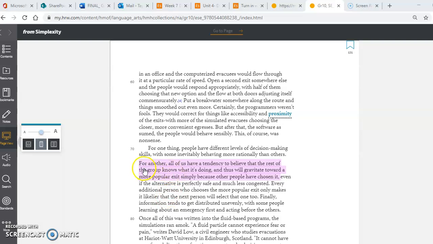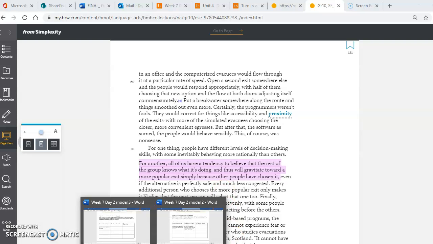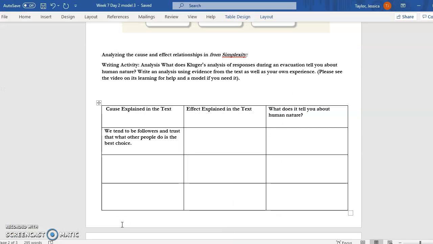One of the passages that stood out for me was this quotation here on line 72, page 131. "For another, all of us have a tendency to believe that the rest of the group knows what it's doing and thus will gravitate towards a more popular exit simply because other people have chosen it." So I thought that this cause was a really good statement on human nature. And that's the first selection that I'm going to examine.